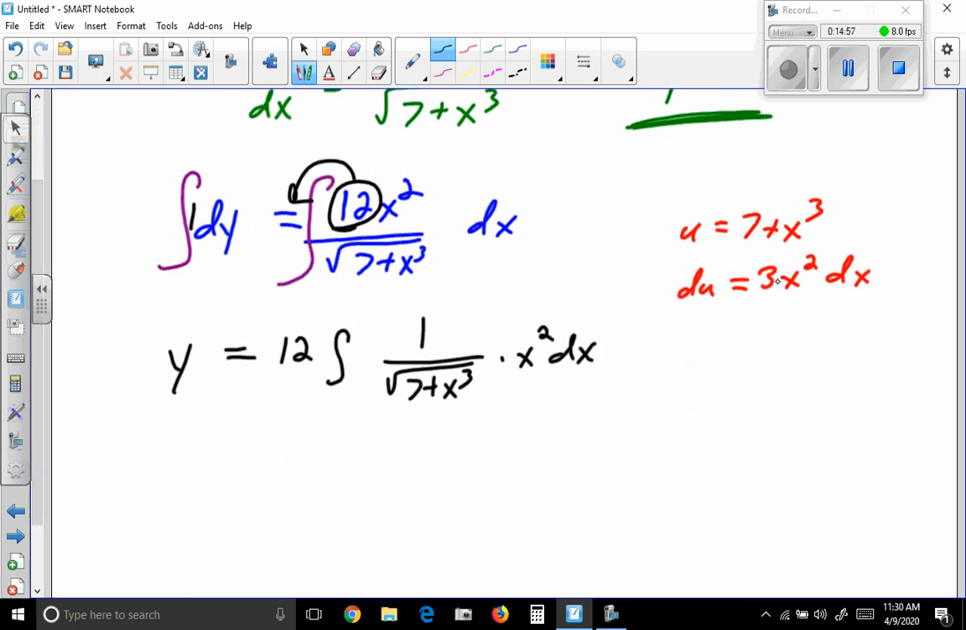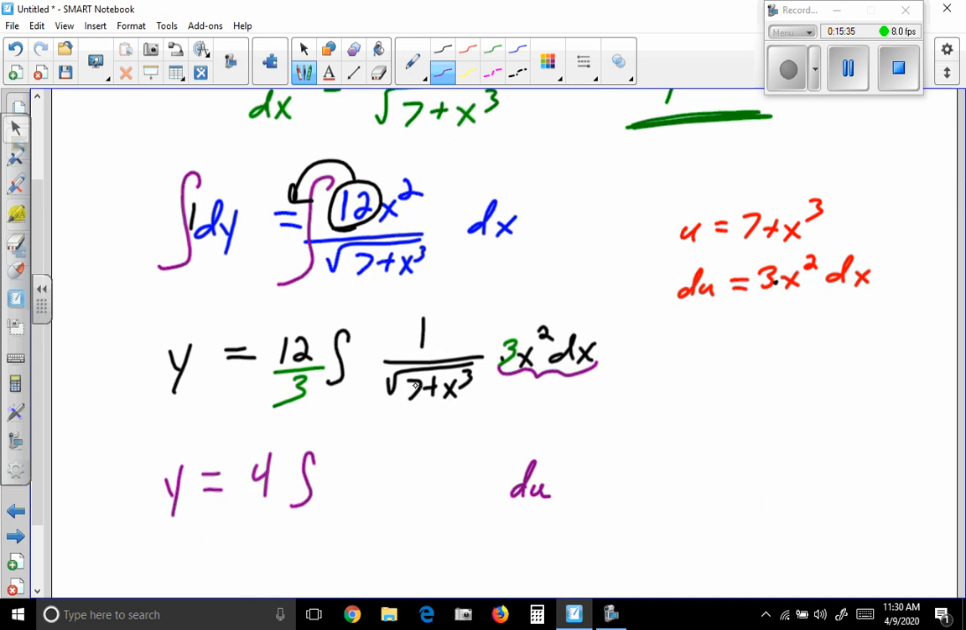So we need 3 times x squared. We have 1 times x squared. So to fix that, multiply x squared times 3 and then divide by 3. Notice all of this is a product, so we don't have to put our divided by 3 here. We could put it anywhere, as long as this is all multiplied together. So y equals 4 times the integral, and this whole thing becomes du.